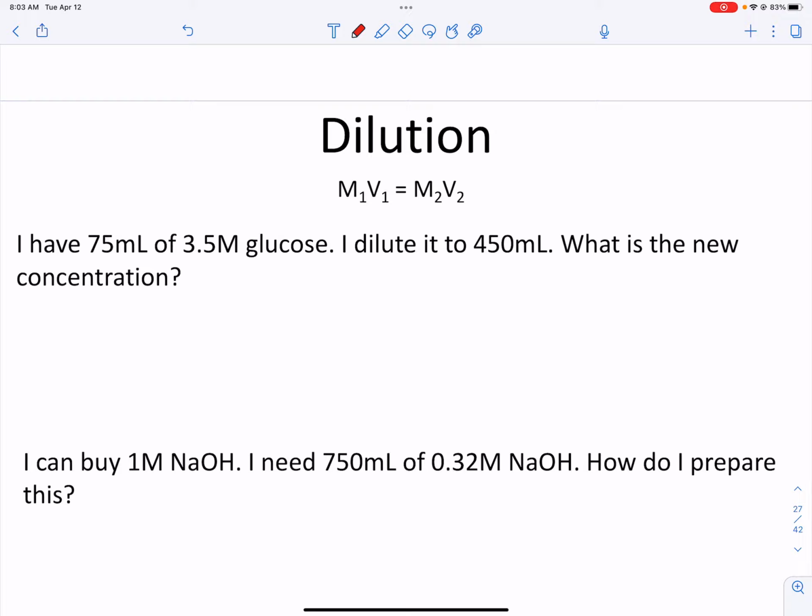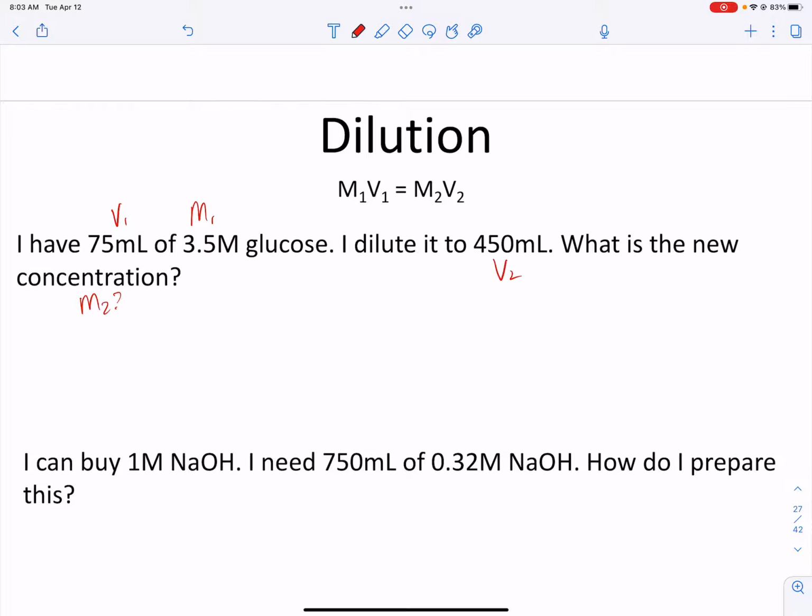So it says I have 75 milliliters of 3.5 molar glucose. I dilute it to 450 milliliters. What is the new concentration? So go through and label. This is the first volume given, so that's V1. This is the first concentration given. I almost wrote C. So this is M1. I'm going to dilute it to my new volume, which is V2. And so what is the new concentration? I'm looking for M2.